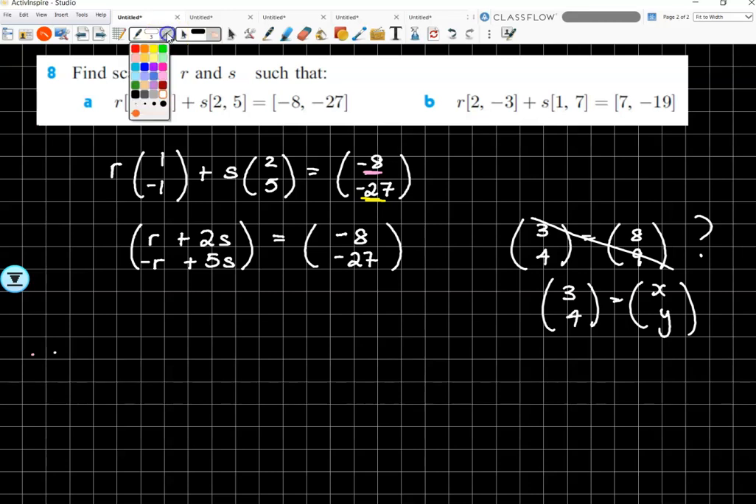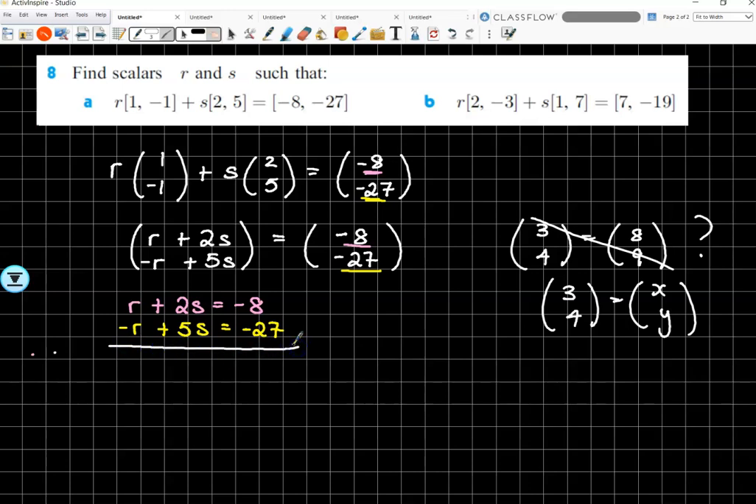I'll underline again. Say that again, please. Two separate equations. So what's my first equation? r plus 2s is equal to negative 8. Love it. And minus r plus 5s equals minus 27. Now you could go running to your graphics calculator because these are two simultaneous equations, right?